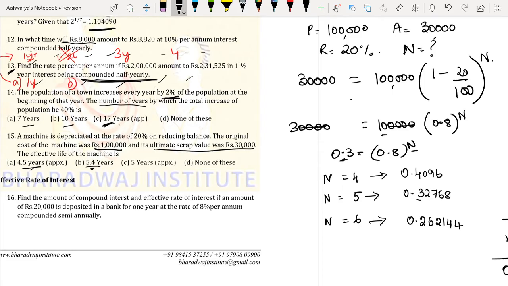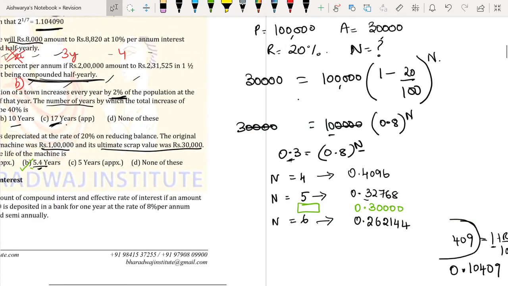Okay. Now our 0.3 is somewhere here in between. Correct. So our answer is also in between. So we can draw a conclusion that it must be 5.4 between 5 and 6. Or we can proceed further and calculate exactly. How we are going to calculate it exactly? Let us see here.